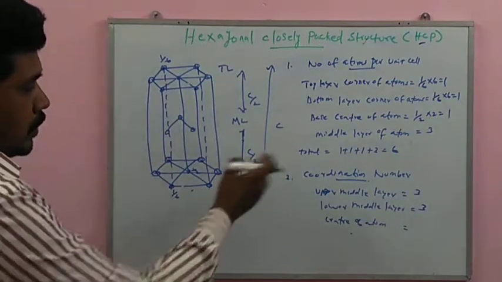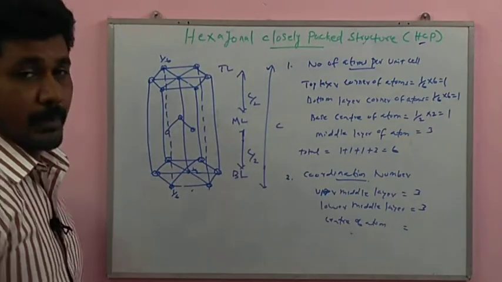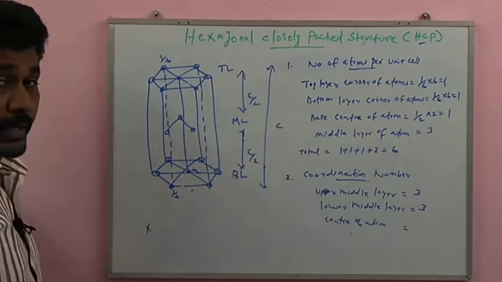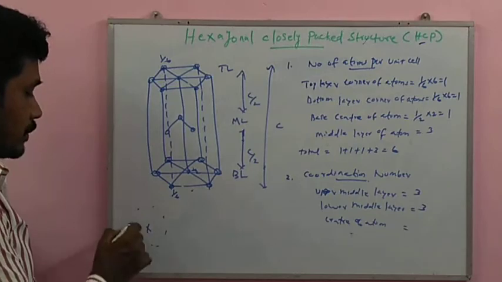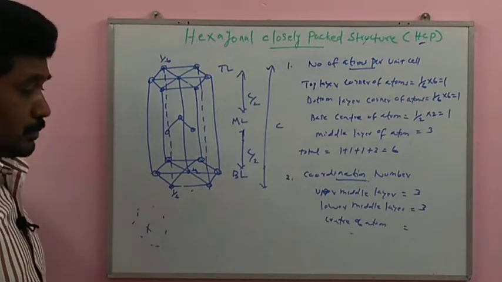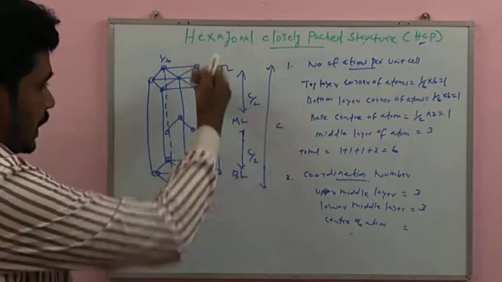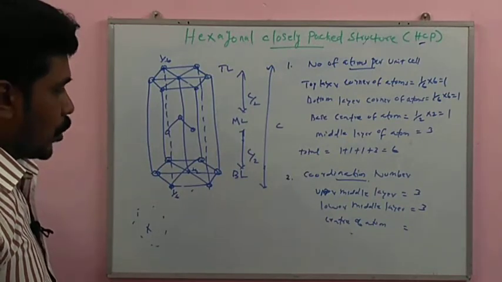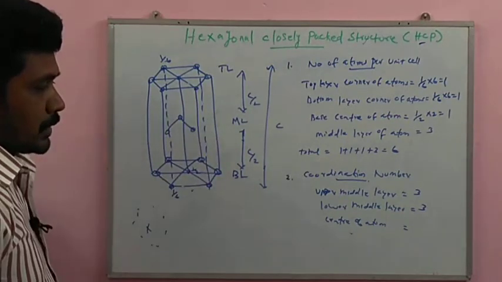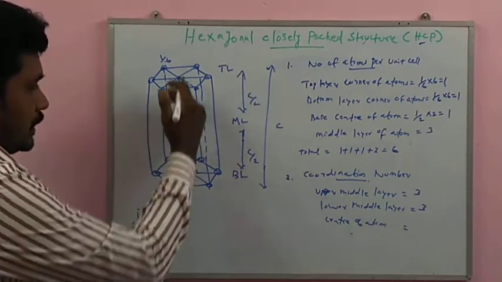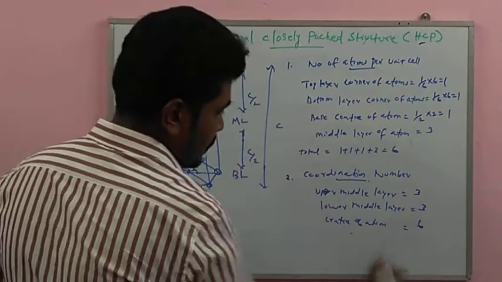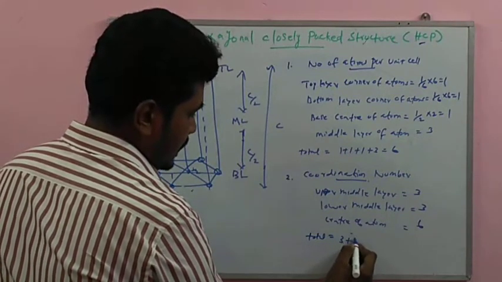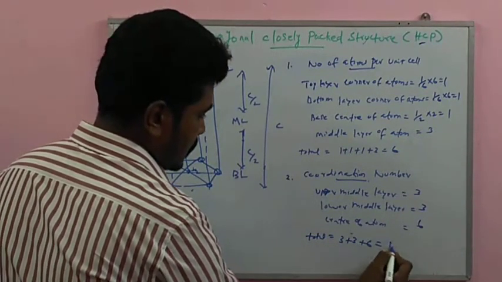You know the coordination number means the surrounding atoms to a particular atom of the unit cell. For example, X is one of the particular atoms. What are the surrounding atoms in this unit cell? That is known as the coordination number. So in this case, the upper middle layer has 3 atoms, the lower middle layer has 3 atoms, and the center atoms in the upper and lower layers give 6 atoms. The total answer is 3 plus 3 plus 6 is equal to 12.